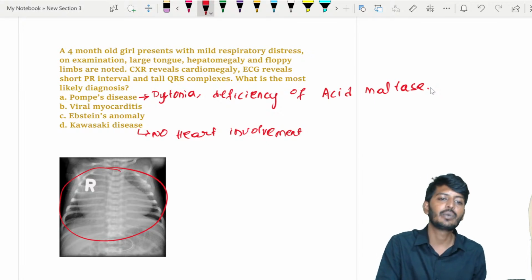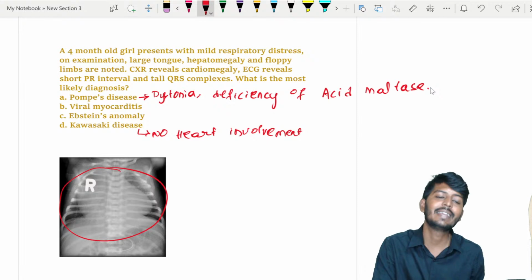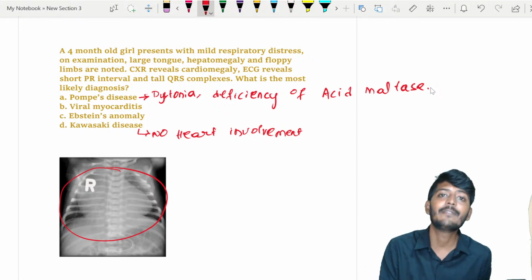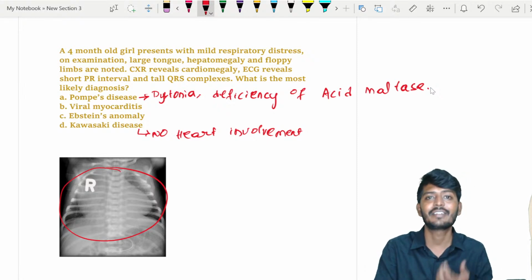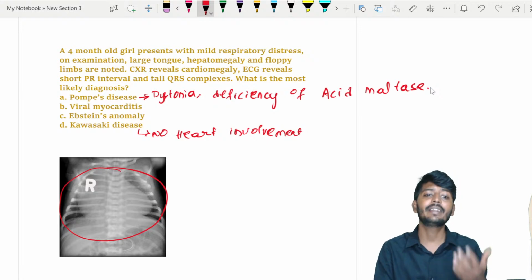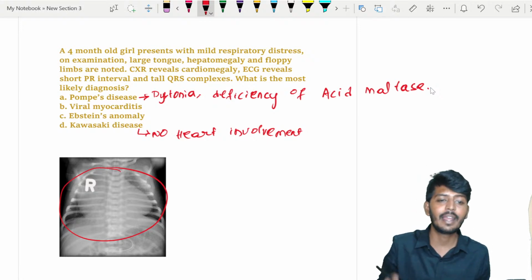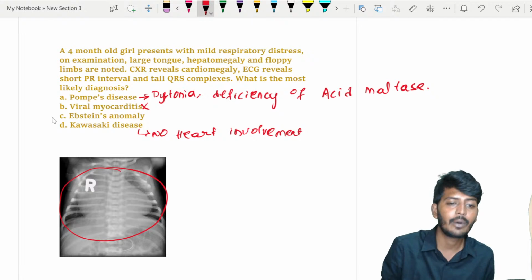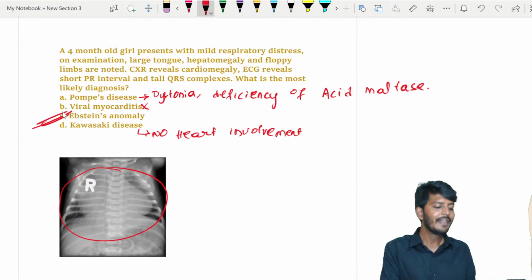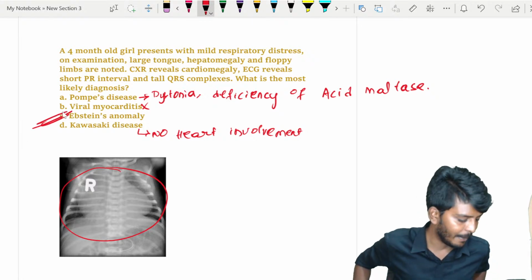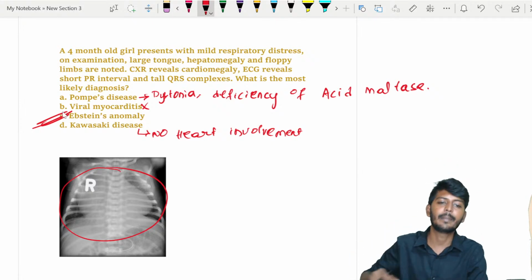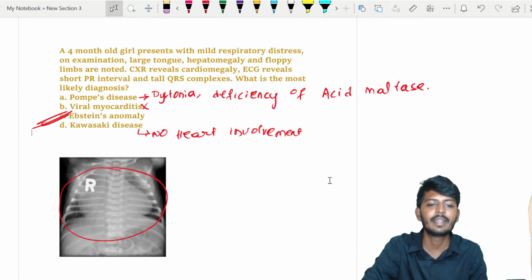But here, my dear student, if it is viral myocarditis, there are symptoms of viral infection such as fever, maybe rash, or maybe upper respiratory tract infection. None of them are there. So that also rules out viral myocarditis. You are absolutely right. That will be your Ebstein anomaly. Ishan and Pooja, both are absolutely correct. The answer is Ebstein anomaly.